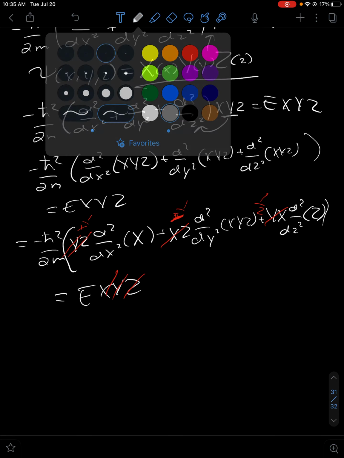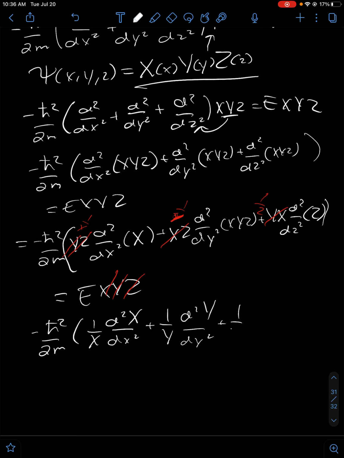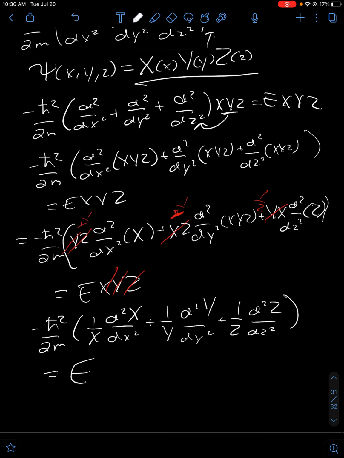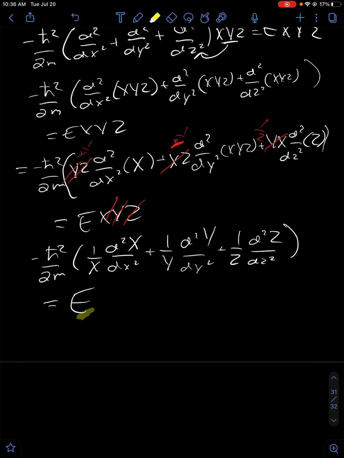So now we have minus h bar squared over 2m times 1 over X, second derivative of big X with respect to little x, plus 1 over Y, second derivative of big Y with respect to little y, plus 1 over Z, second derivative of big Z with respect to little z. All this equals energy. So all of these derivatives and functions are all equal to this one constant.